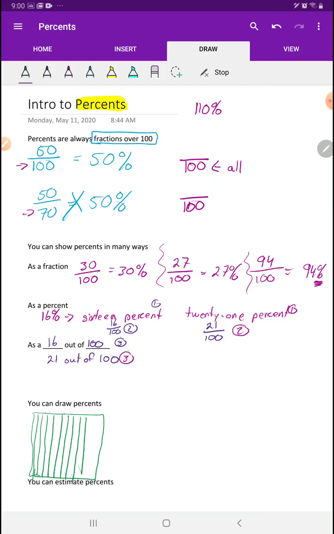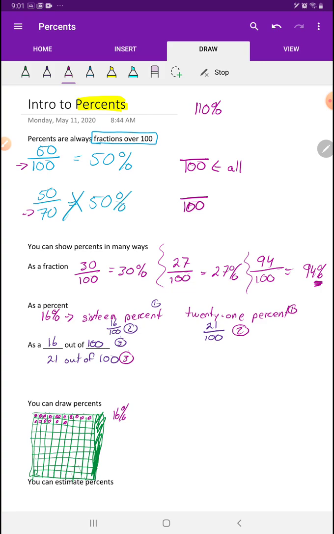This is not correct, but if I try and erase it, it's going to erase everything, so I don't want that. So there we go. Now I have a box out of 100. So if I wanted to color 16%, I would color 1, 2, 3, 4, 5, 6, 7, 8, 9, 10, 11, 12, 13, 14, 15, 16. There's 16%. See that? Okay, and the same thing is true for all of them. I just color the correct number of boxes.